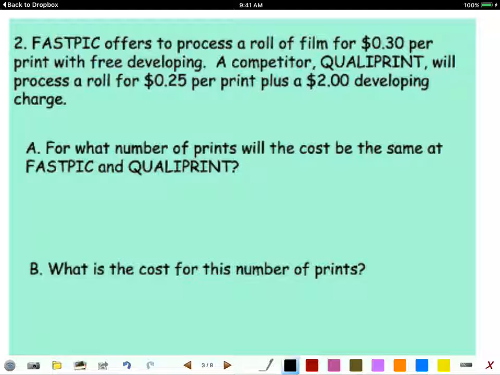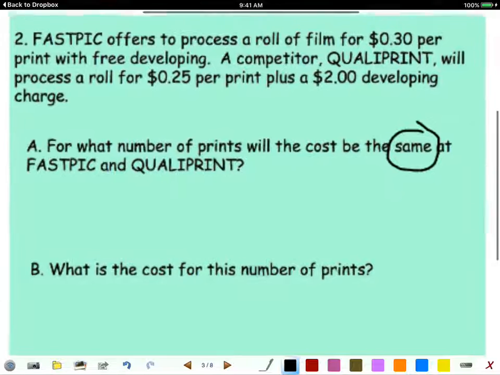Number 2 says, Fast Pick offers to process a roll of film for 30 cents per print with free developing. A competitor, QualiPrint, will process a roll for 25 cents per print plus a $2 developing charge. For what number of prints will the cost be the same, that's important, you should circle that, at Fast Pick and QualiPrint? So we have two companies here, Fast Pick and QualiPrint, right? And we want to know when they're going to be the same. Or in math, when are they going to be equivalent.